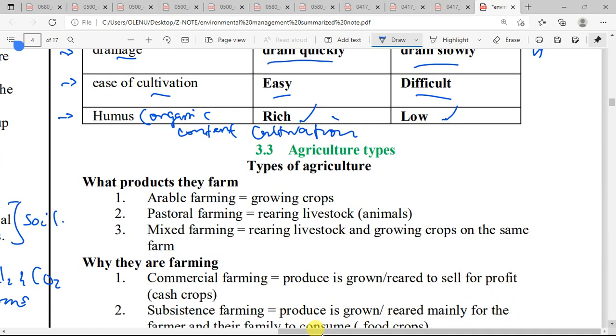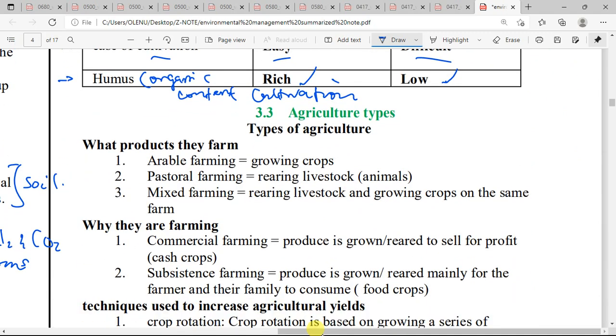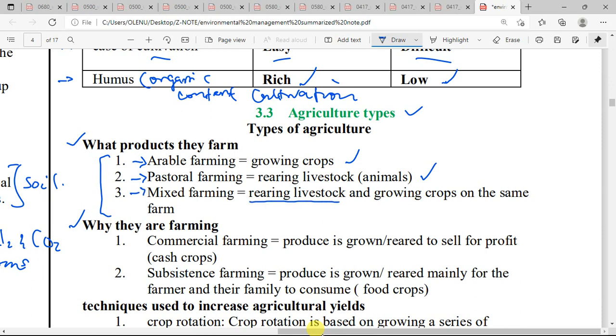Now let's look at agricultural types. There are different types of agriculture, and these are grouped based on what products they farm, what they are farming for, and also the techniques used to increase agricultural yield. Based on what they farm, agriculture can be classified into three types. Arable farming simply means growing crops. Pastoral farming simply means rearing livestock, that's animals, and mixed farming has to do with rearing livestock and growing crops on the same farm.